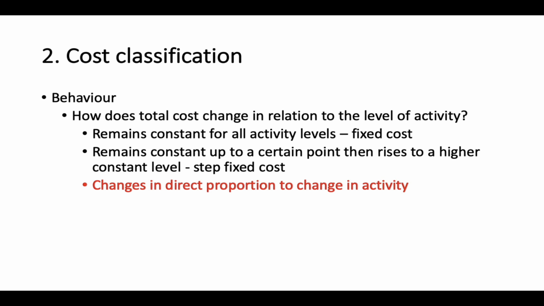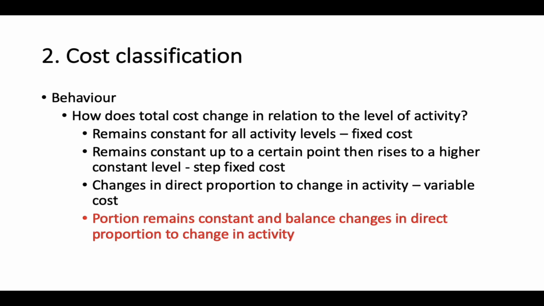Cost could also change in direct proportion to the change in activity. For example, if activity increases by 10%, costs will also increase by 10%. This is classified as a variable cost. You could also have a cost where the portion remains constant and the balance changes in direct proportion to a change in activity. This is classified as a semi-variable or a mixed cost.